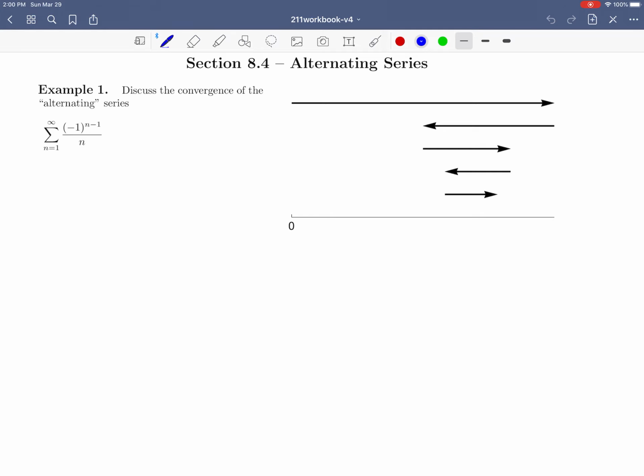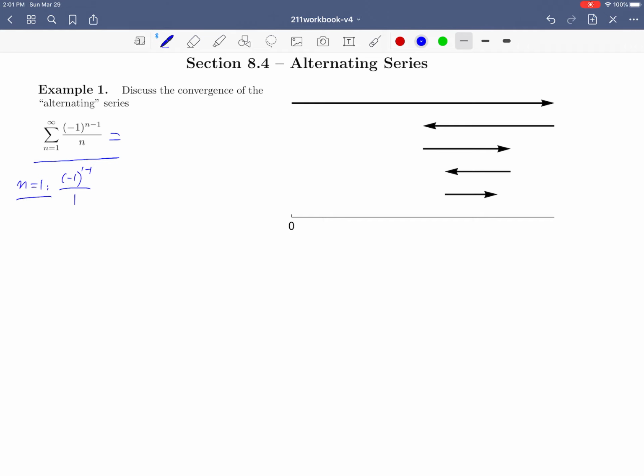Today we're going to start looking at another type of series, and this one is called alternating series. To get us started, let's look at a specific example of one of those series. The series we're going to look at is the sum as n goes from 1 to infinity of (-1)^(n-1) over n. And like we usually do, to get a feeling for what this series looks like, let's write out the first few terms of this series.